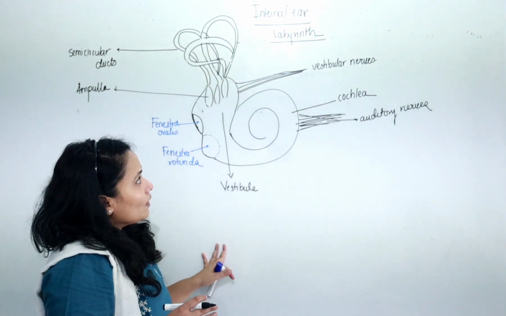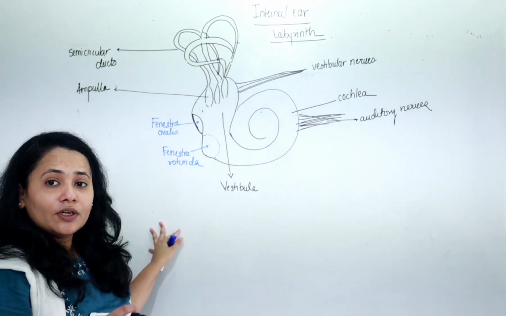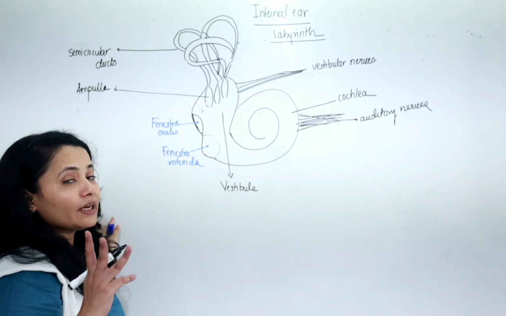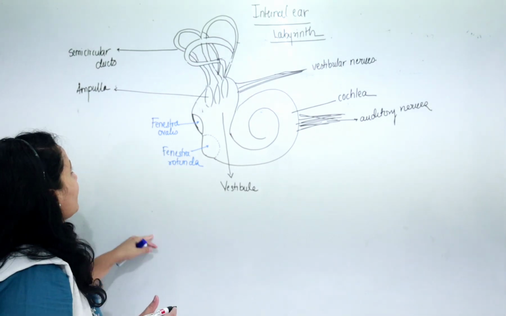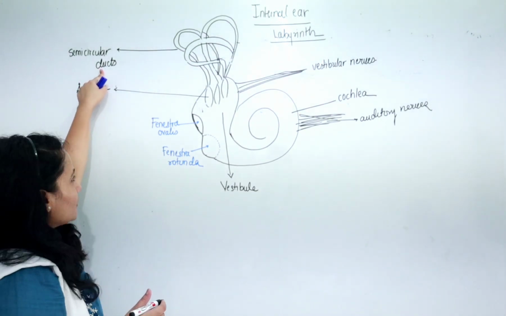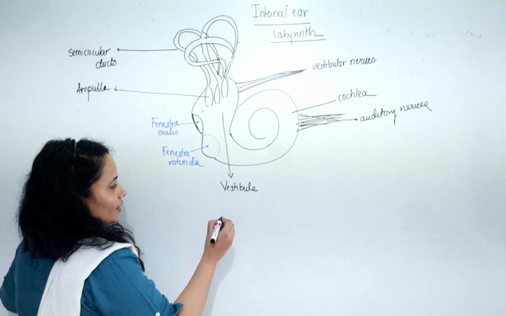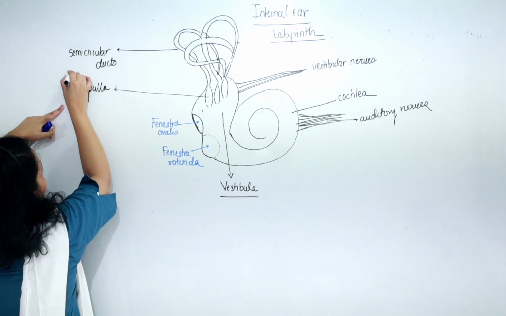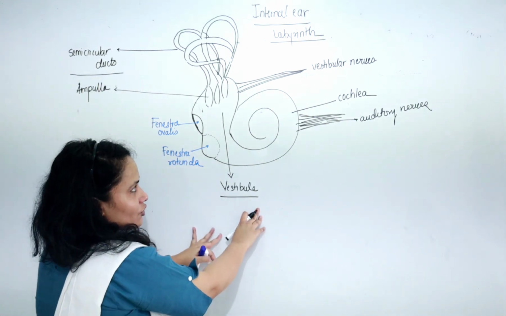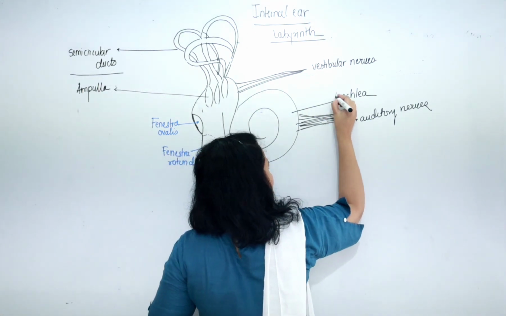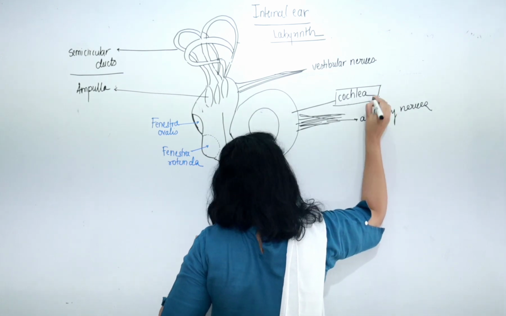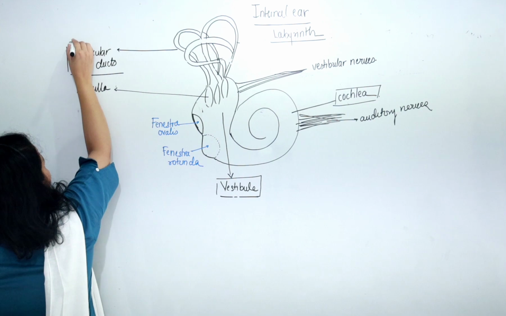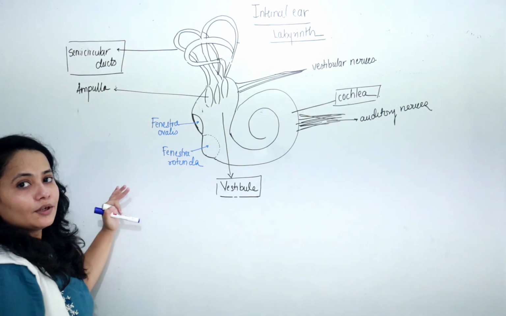Now, next, what does the internal ear consist of? The internal ear consists of three main structures. First is the semicircular ducts, second is the vestibule, and the third one is known as the cochlea. So these three structures are included in the internal ear.